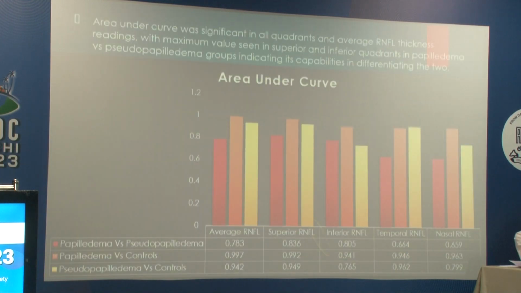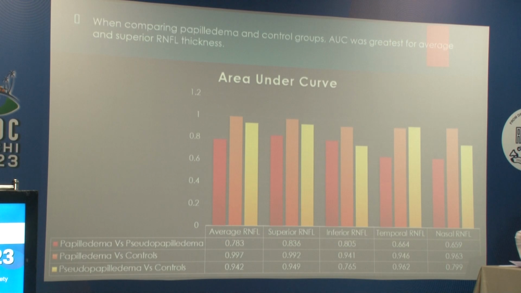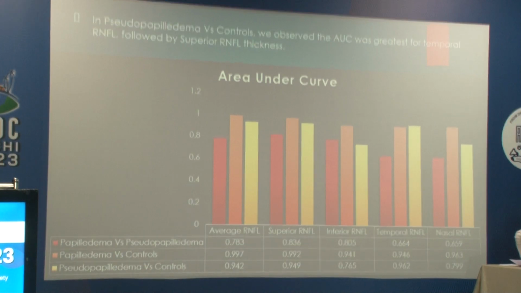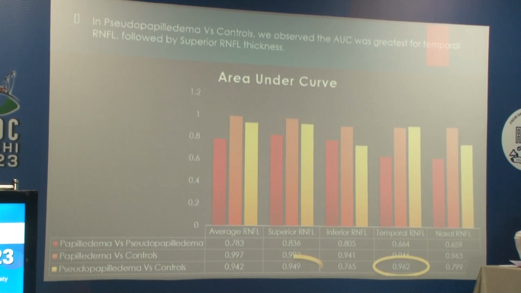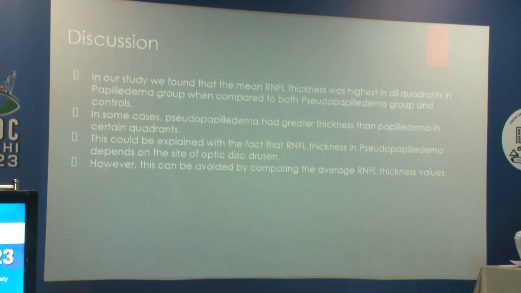The area under the curve in all quadrants was significant. For all quadrants and average RNFL thickness readings, the maximum values were seen in the superior and inferior quadrants in papilledema versus pseudopapilledema groups, indicating its capability in differentiating the two. When comparing papilledema and control groups, area under the curve was greatest for average and superior RNFL thickness. In pseudopapilledema versus controls, we observed that the area under the curve was greatest for temporal, followed by superior RNFL thickness.